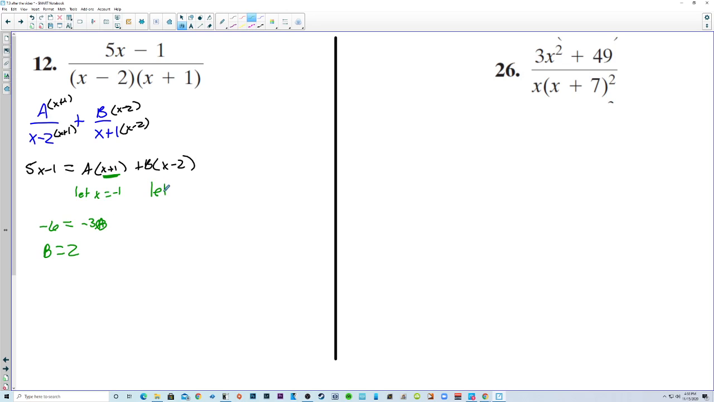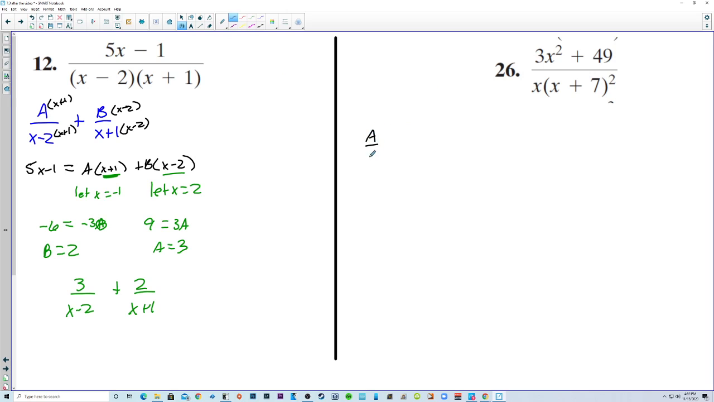Now we can let x equal 2. That makes this 0. So 10 minus 1 is 9. And then 2 plus 1 is 3. So we have 3A, so A is equal to 3. 3 over x minus 2 plus 2 over x plus 1. That technique doesn't work every time. Systems of equations will work for everything.